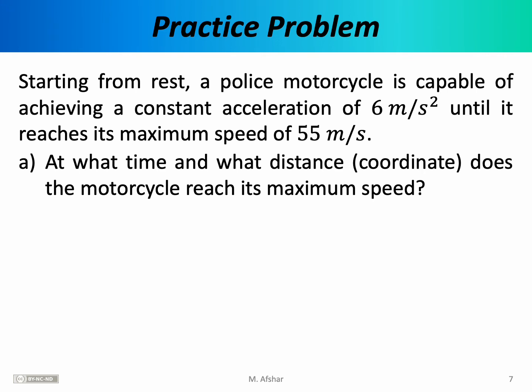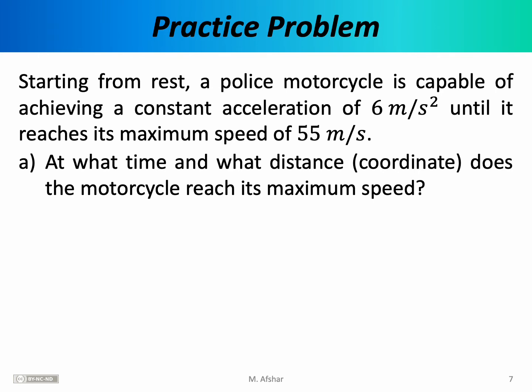This practice problem isn't really about free fall, but it is about the use of kinematic equations, which are the main topic in chapter 2. Starting from rest, a police motorcycle is capable of achieving a constant acceleration of 6 meters per second squared until it reaches its maximum speed of 55 meters per second. At what time and what distance does the motorcycle reach its maximum speed?